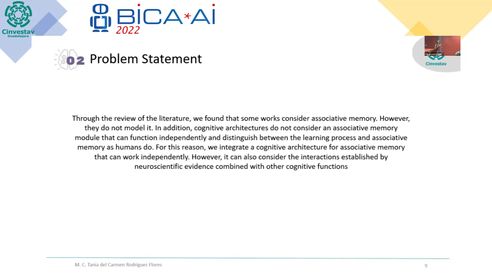The problem statement is that through the review of the literature, we found that some works consider associative memory, however, they don't model it. In addition, cognitive architectures do not consider an associative learning and associative memory model that can function independently and distinguish between a learning process and a memory process, as humans do.